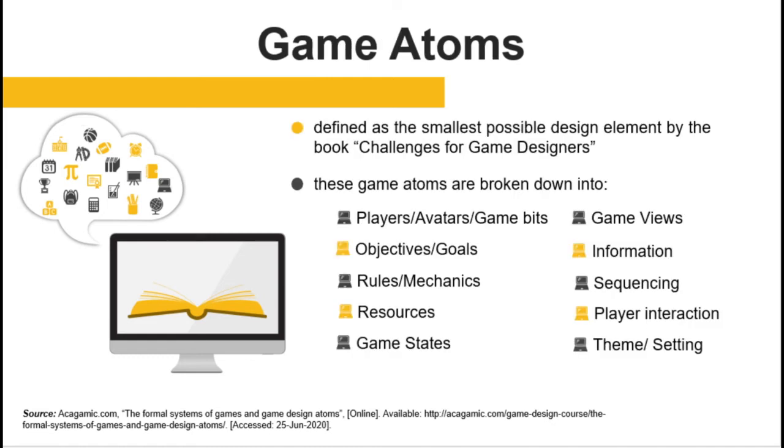Game atom is defined as the smallest possible design element by the book Challenges for Game Designers. These game atoms are broken down into players or avatars or game bits. Players set the rules of the game in motion and often have some form of representation in the game world. Examples: tokens or pawns. Some games don't have representations and the player represents themselves.